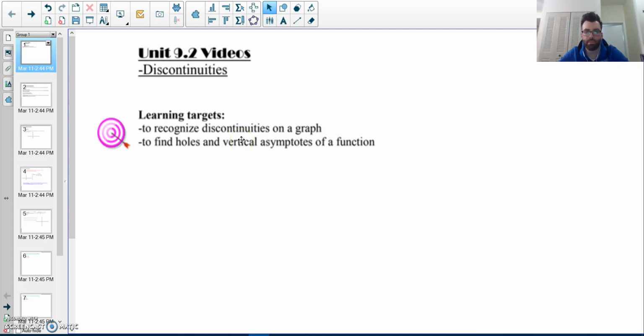All right, here we go, 9.2. In 9.2, we're going to talk about discontinuity. We're going to recognize discontinuities from our graphs and find holes and vertical asymptotes of a function. We'll do that algebraically and by looking at an actual graph itself, and or our table, either one.